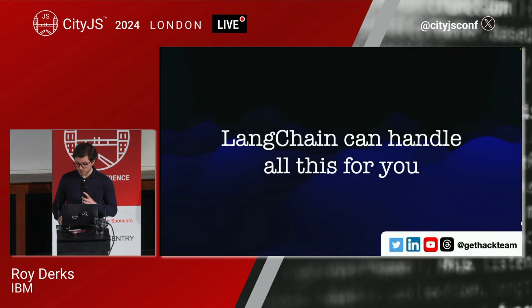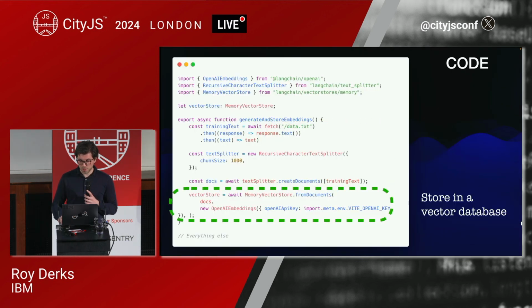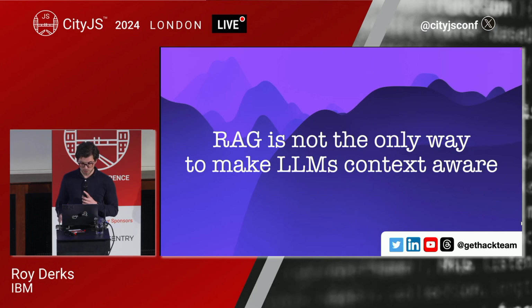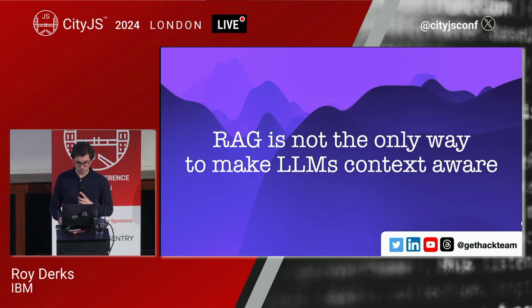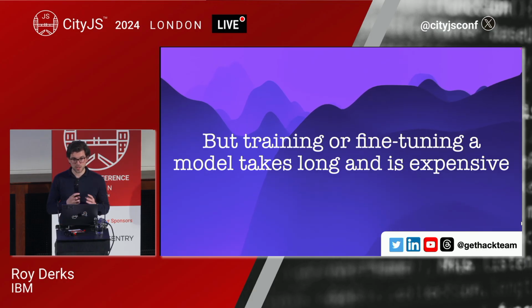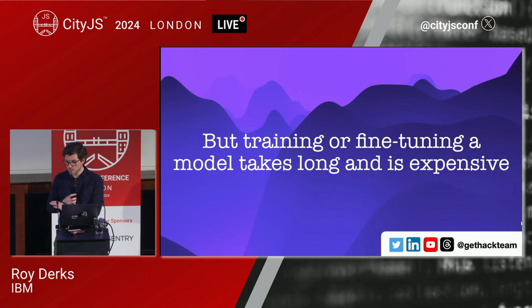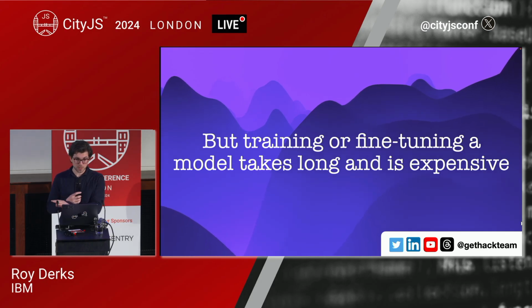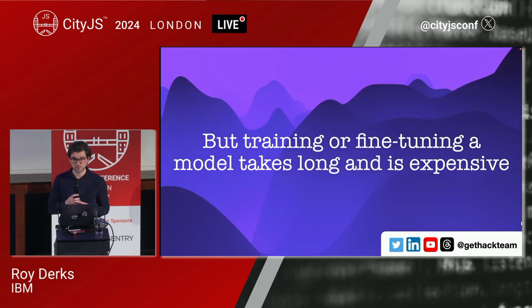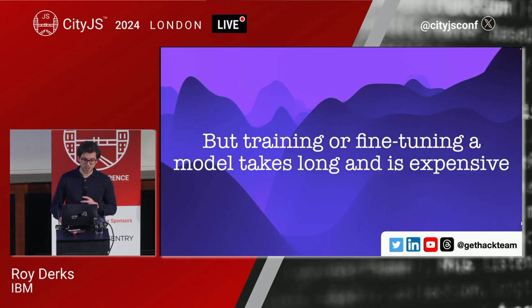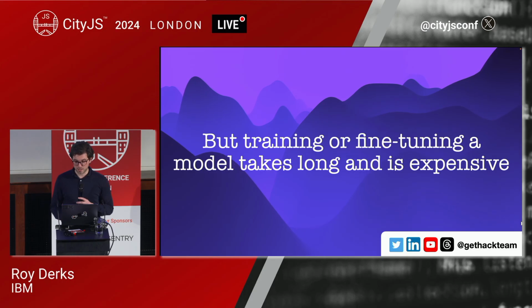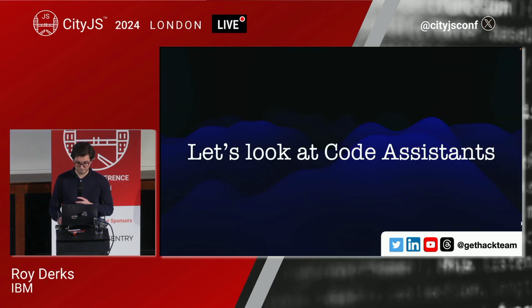So LangChain does all this for you in a couple of lines of code, and I'm going to share the repo with you, promise. But RAG is not the only way to make LLMs context-aware. You can also do training and fine-tuning of your own models, which takes long and is expensive. So RAG is a really good case, especially for us web developers or JavaScript developers, or hopefully TypeScript developers, to build your own AI applications and make LLMs context-aware at the same time.